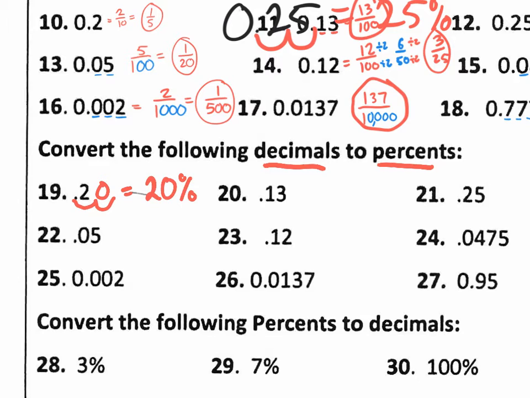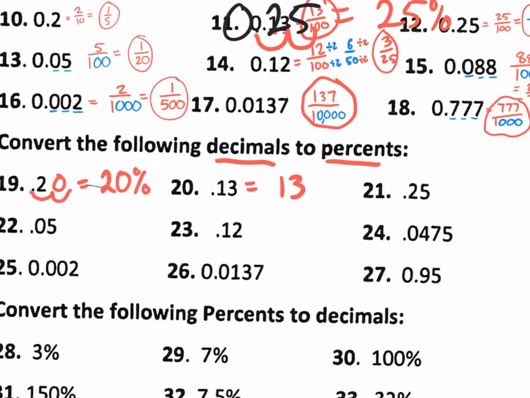Now if you're going backwards from a percent to a decimal, you're going to be moving to the left. That's kind of tricky, but just think about that 100% means that you're giving one whole, the whole effort. All right, so how about 0.13 as a percent? What's that going to be? 13%. How about 0.25 as a percent? 25%.